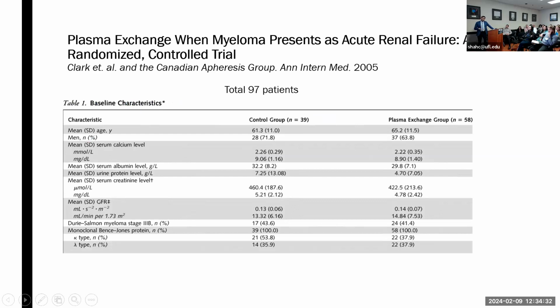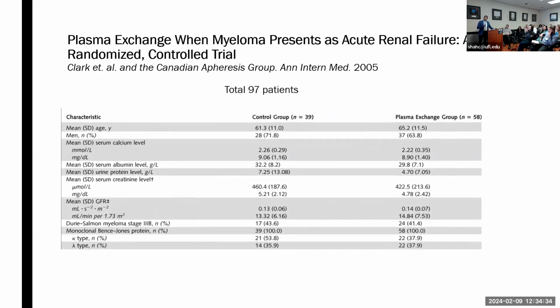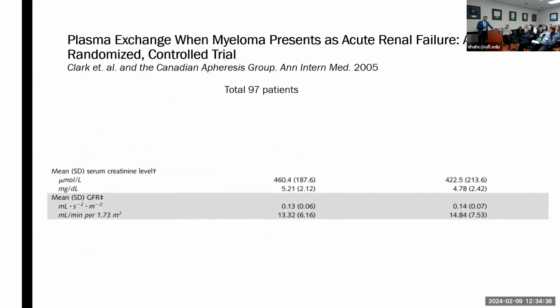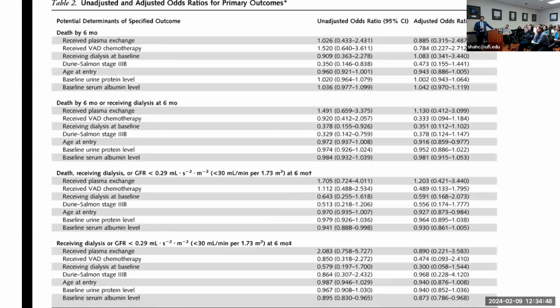What were their baseline characteristics? I would just focus on their baseline serum creatinine, 5 milligram per deciliter, almost 13 ml GFR. So patients with severe acute kidney injury were included in this study. Almost 97 patients were included.